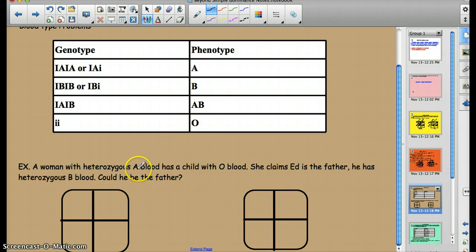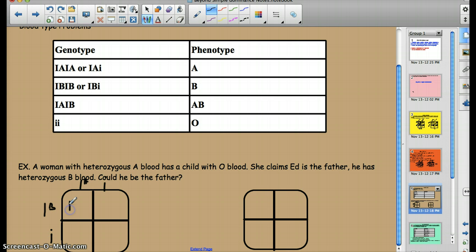So it says a woman with heterozygous A, okay, has a child with O blood. She claims Ed is the father. He has heterozygous B blood. Could he be the father? So she has heterozygous A, so this is the blood type we're using. You would write it as big I with an A, and a little i. And then it said he has heterozygous B blood, so he's this, a big I with a B and a little i.